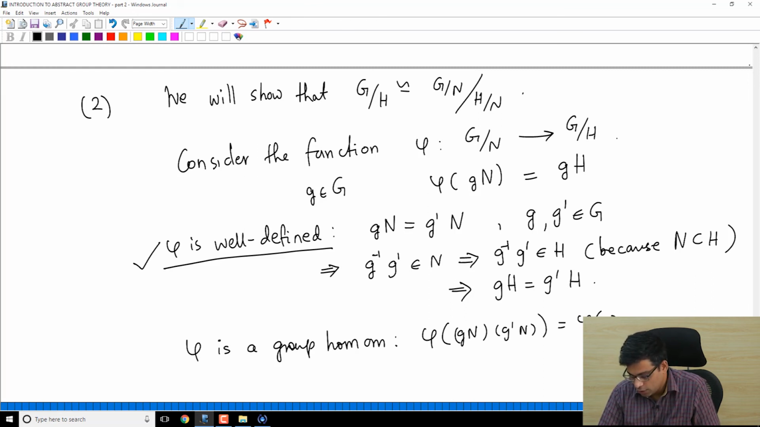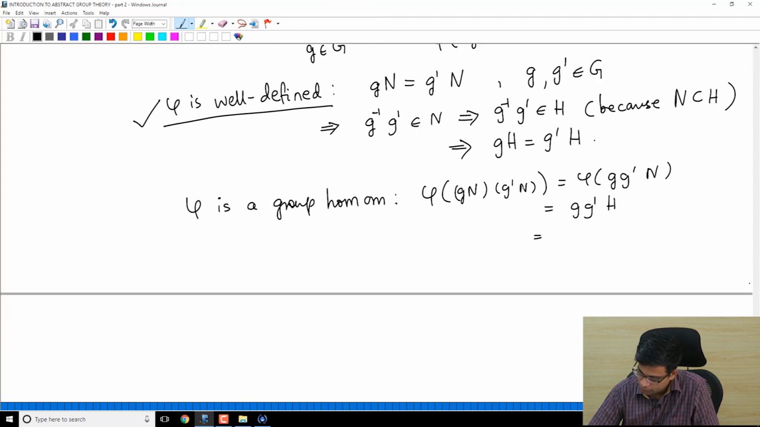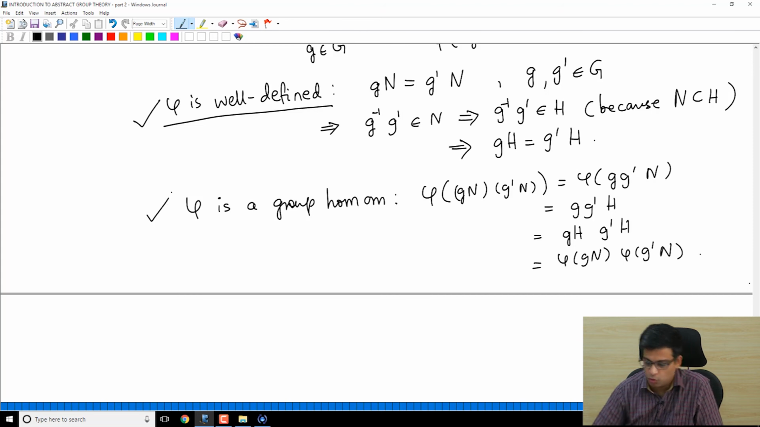This is φ(gN'). This is by definition g'H, and this is equal to gH, g'H, and this is φ(gN)... right? So φ is a group homomorphism. I am checking every detail here, though it's not difficult to check them.